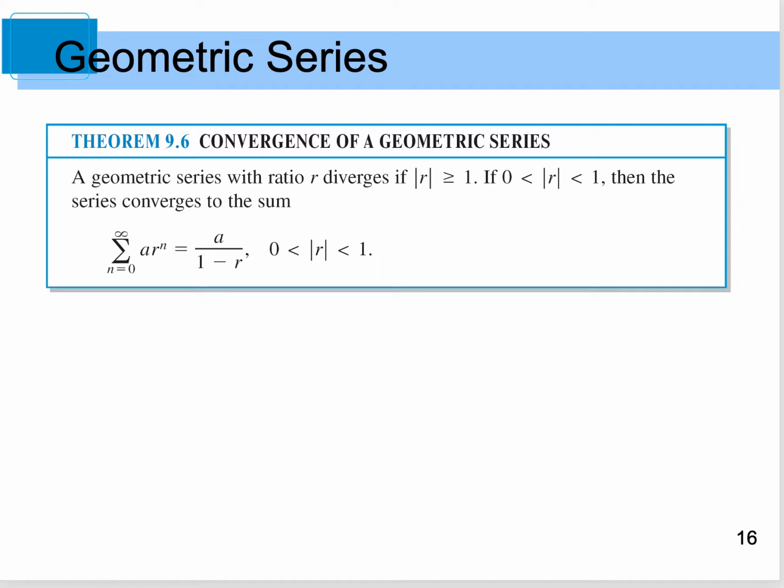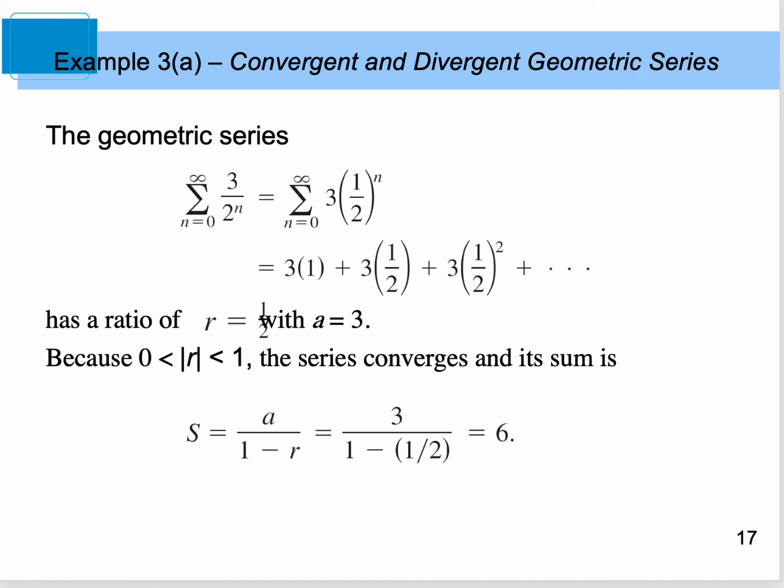So if I'm looking at the convergence of a geometric series, that would just be the statement of the rule that I just gave. If the absolute value of the ratio is greater than or equal to 1, then it diverges. So here's an example. I have a ratio. The ratio is what is being raised to the n here. So my ratio is going to be 1/2. It doesn't matter that my starting term is 3, because the absolute value of the ratio is less than 1 and greater than 0, so therefore it converges.